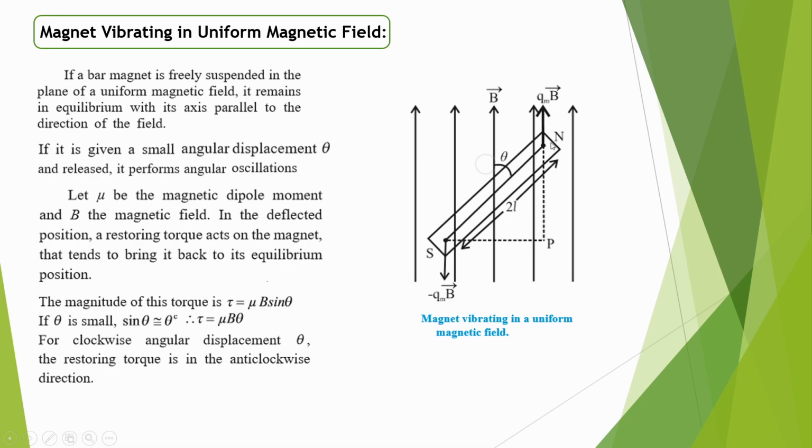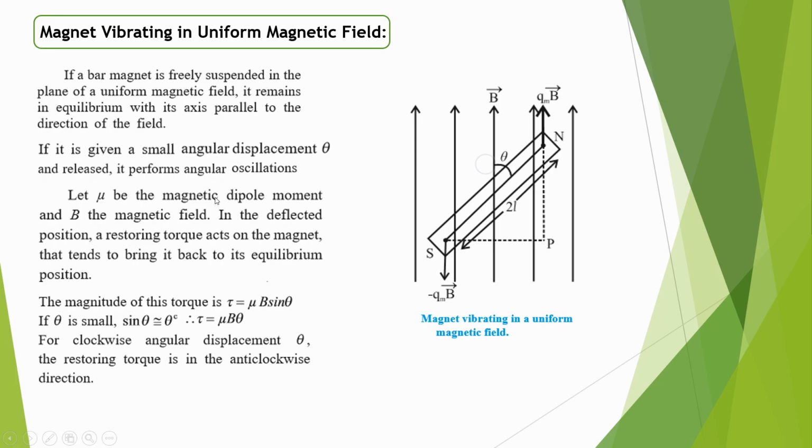Here we show the direction of the magnetic field. This magnetic field can be resolved into two components, one B cos theta and the other B sin theta. The B cos theta is along the axis, so we can remove it. The remaining component is B sin theta, and due to this component the magnet can return to its equilibrium position. So the magnitude of this torque tau is equal to mu into B sin theta.